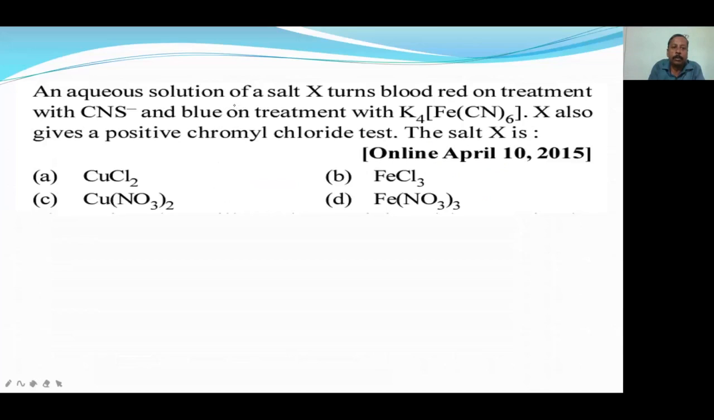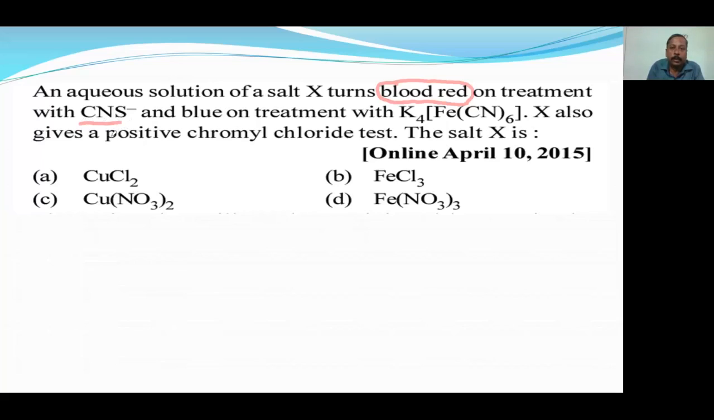Next, the aqueous solution of a salt of X turns blood red. See, these colors are very important. What is given here? Blood red color. There are many colors like crimson red, brick red, blood red. Not simple green, it is apple green. Like that, some words will be used. They are most useful for identification of the metal ions.